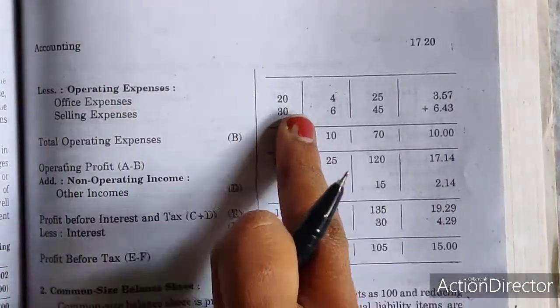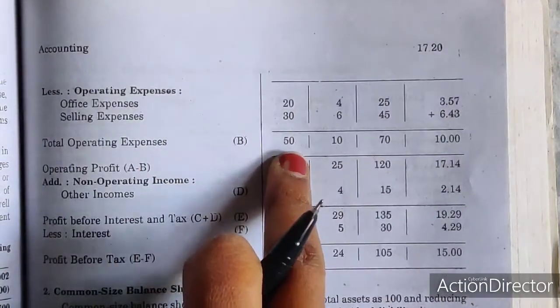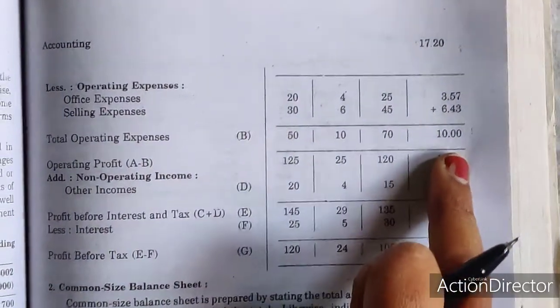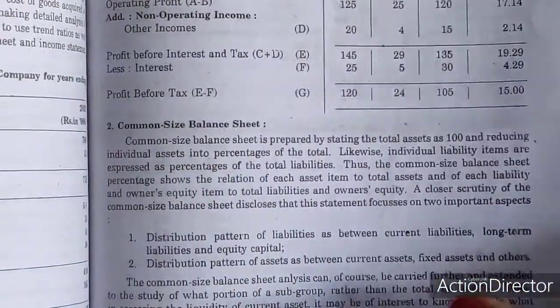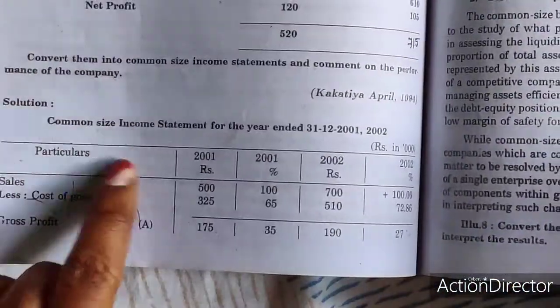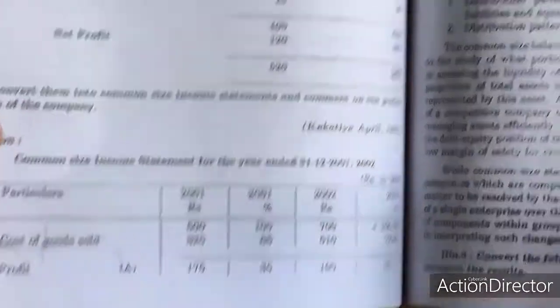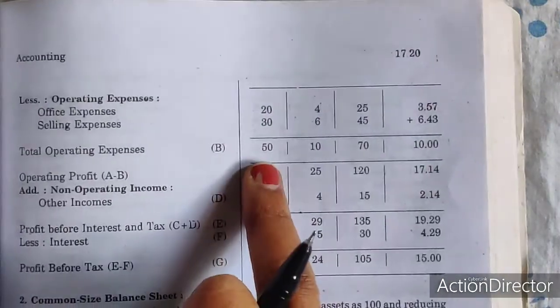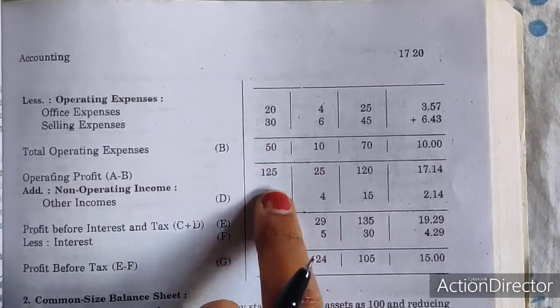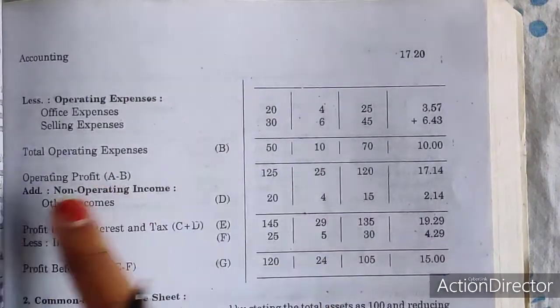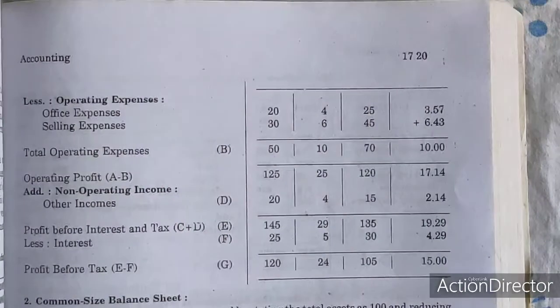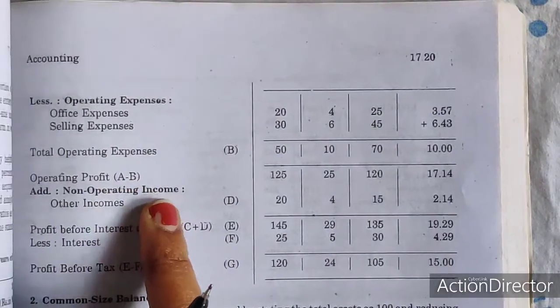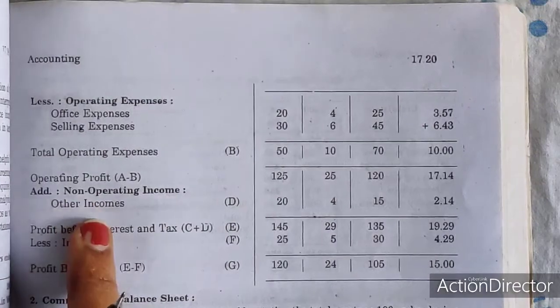So we need to add these two to get the total operating expenses. And then we have to less this value, operating expenses, from the gross profit. Here gross profit is 175. Here operating expenses is 50, which gives us 125. So this is called operating profit before tax and interest.